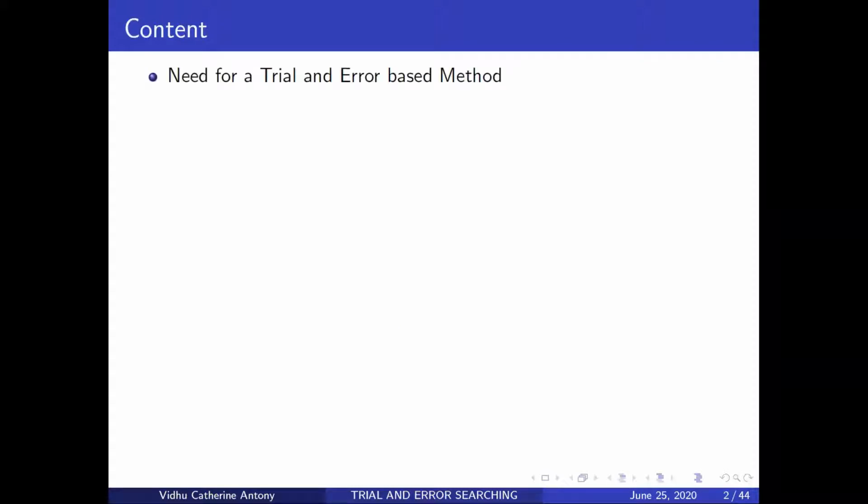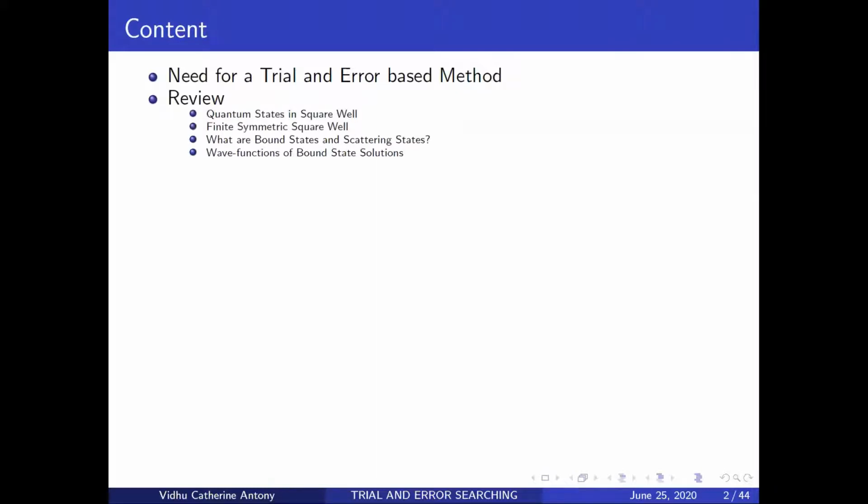Why we need a trial and error based method, a review of the quantum square well, the finite symmetric square well, bound states and scattering states, even and odd wave functions, and what we need to actually remember to solve the problem. Okay, so why I'm doing this is because the problem only states whether it's a bound state or an even state or an odd state. Bound states are what we're going to be dealing with here. So we need to know what these terminologies are in order to actually solve the problem.